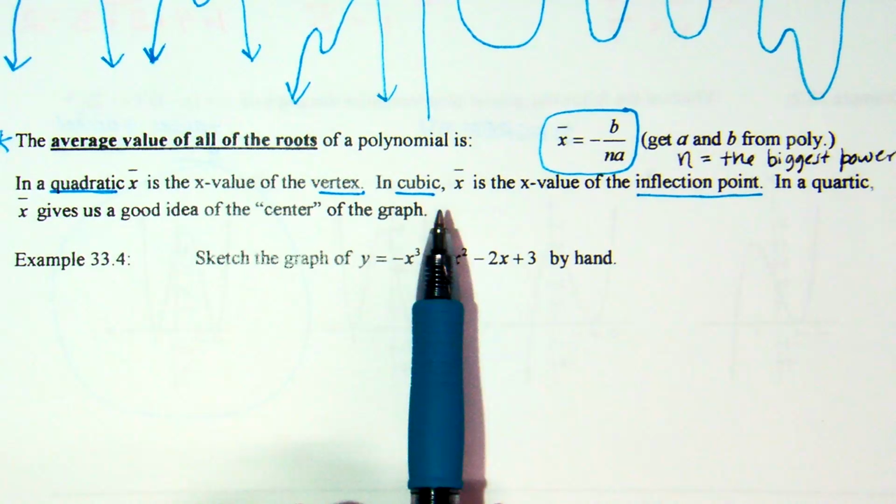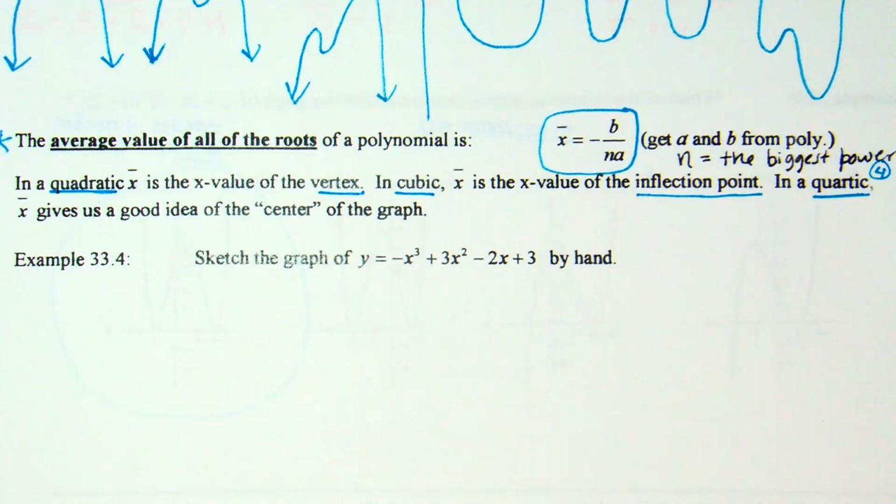And then in a quartic, which remember is degree 4, x bar gives us a good idea of the center of the graph. Because it can be lopsided, there's not a specific place it gives us, but it gives us a good idea of the center. If it's one of those quartics that looks a lot like a parabola, then it's going to give you the vertex. But if it's one of the W ones, it kind of depends on what it looks like.